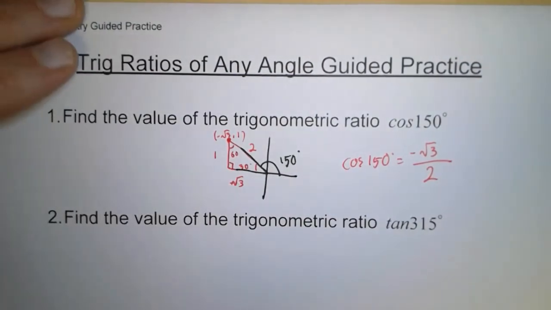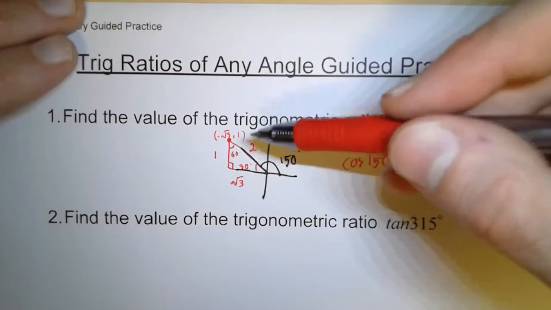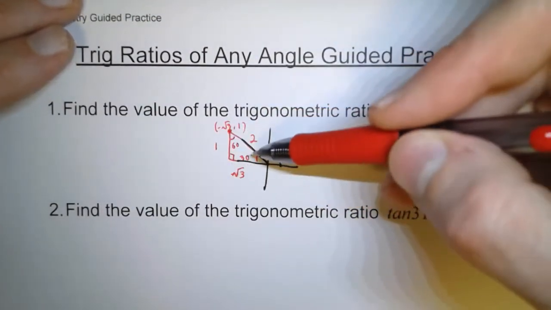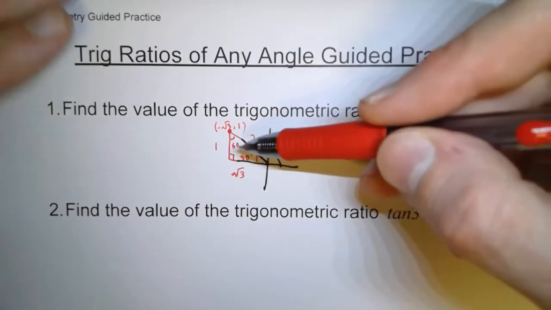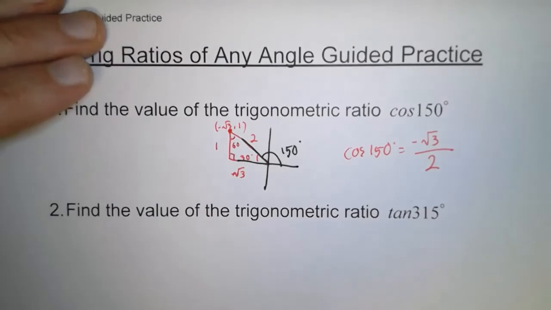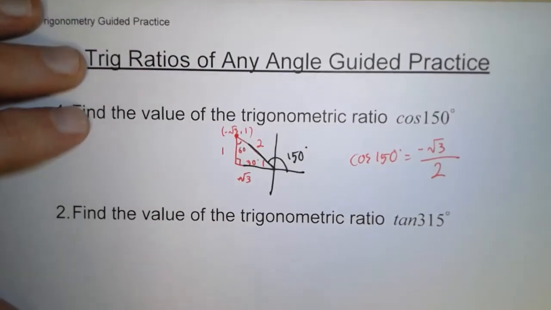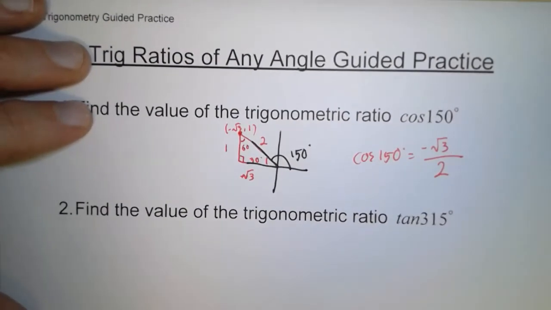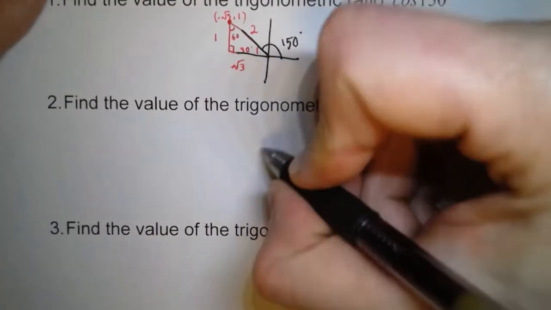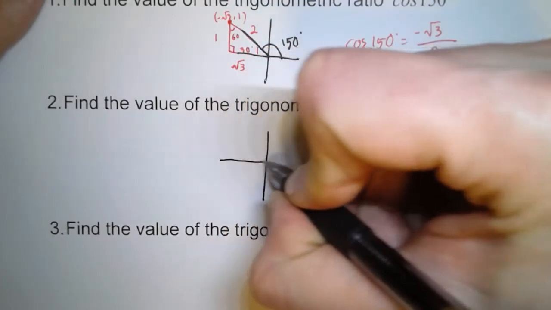So what we're doing is we're drawing the angle. We're seeing what reference triangle, that's what this is called in red. And it's going to be one of two special right triangles, either the 30, 60, 90 or the 45, 45, 90 triangle. It's always going to be one of those two when we're looking for a trig ratio without a calculator. So for the second one, here we've got tangent of 315 degrees.